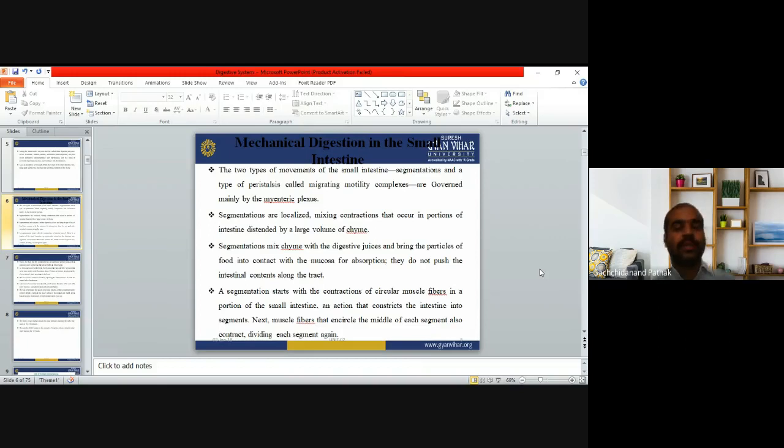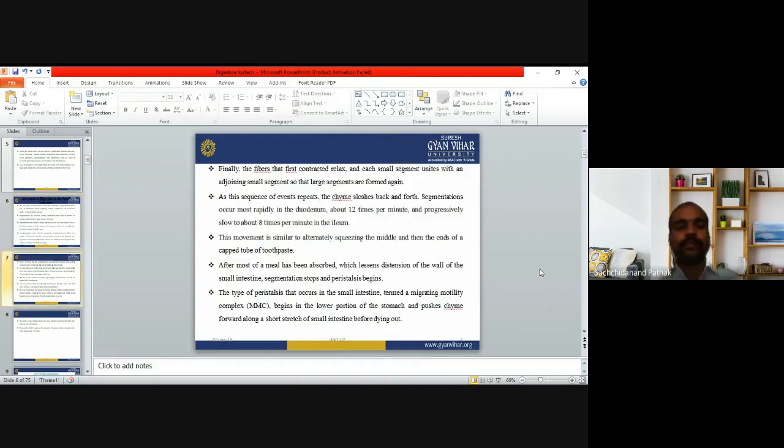A segmentation starts with the contraction of circular muscle fibers in a portion of the small intestine, an action that constricts the intestine into segments. Next, muscle fibers that encircle the middle of each segment also contract, dividing each segment again. Finally, the fibers that first contracted relax, and each small segment unites with an adjoining small segment, so the large segments are formed again.